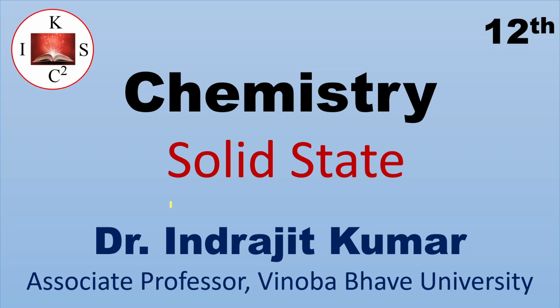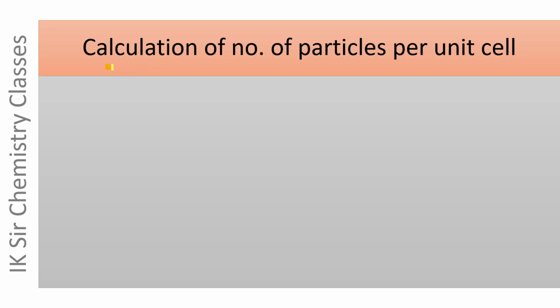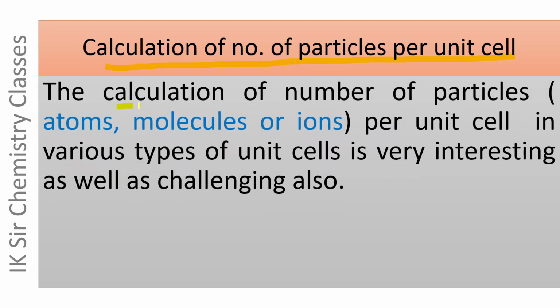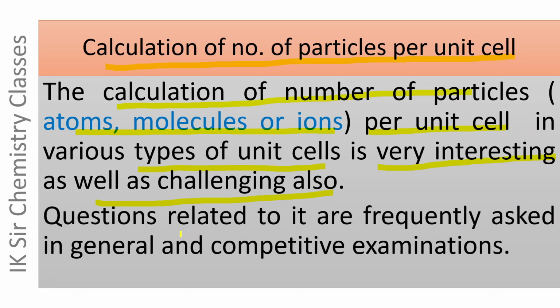Here we are in lecture number 5 on solid state for chemistry students of class 12. In this video, we will discuss calculation of number of particles per unit cell. The calculation of number of particles, which may be atoms, molecules, or ions, per unit cell in various types of unit cells is very much interesting as well as challenging also. Questions related to it are frequently asked in general and competitive examinations.